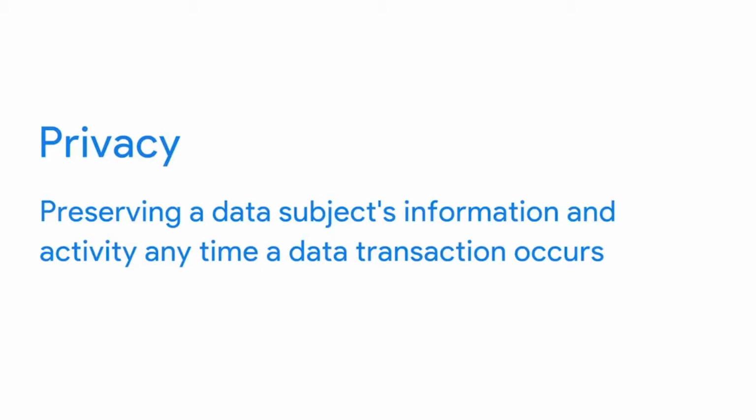When talking about data, privacy means preserving a data subject's information and activity anytime a data transaction occurs. This is sometimes called information privacy or data protection. It's all about access, use, and collection of data. It also covers a person's legal right to their data.